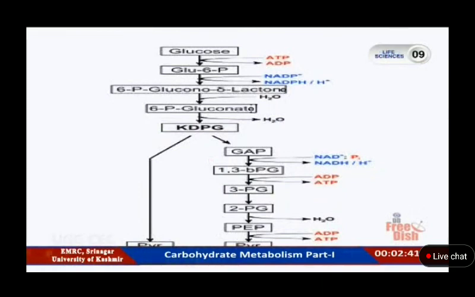What happens here? The glucose is first converted to glucose 6-phosphate by the enzyme hexokinase. Then glucose 6-phosphate is oxidized to 6-phosphogluconolactone, and the electron released is captured by the electron acceptor NADP+. Now 6-phosphogluconolactone is hydrolyzed to form 6-phosphogluconate by the enzyme lactonase. This gluconate is dehydrated to 2-keto-3-deoxyphosphogluconate by an enzyme called phosphogluconate dehydratase.